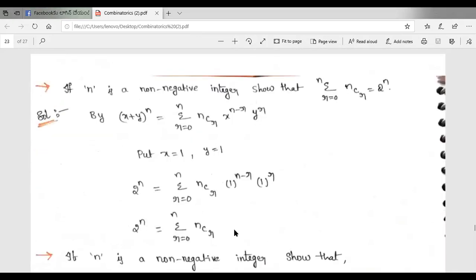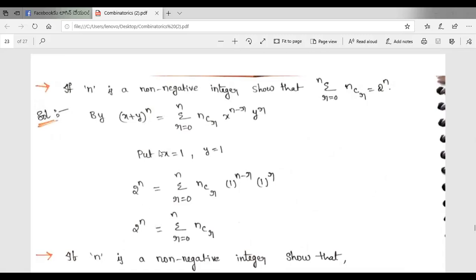Next one, if n is a non-negative integer, show that summation r is equal to 0 to n, nCr is equal to 2 power n. So here, by the binomial theorem statement, (x plus y) whole power n is equal to summation r is equal to 0 to n, nCr x power n minus r y power r. So in this statement we substitute, put x is equal to 1, y is equal to 1. Okay. So in place of (x plus y) whole power n, we get 2 power n.